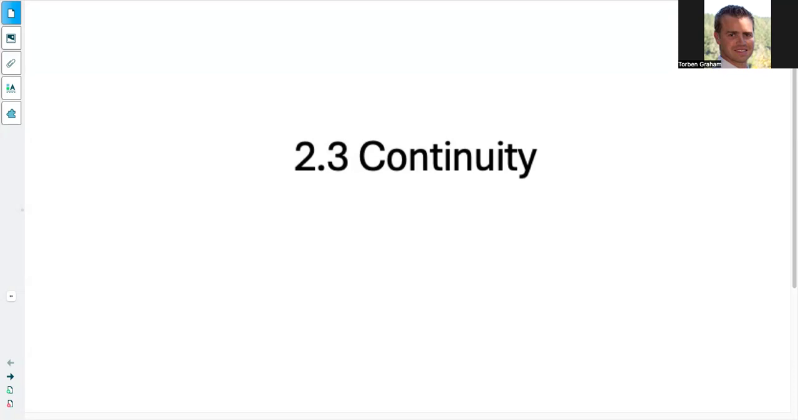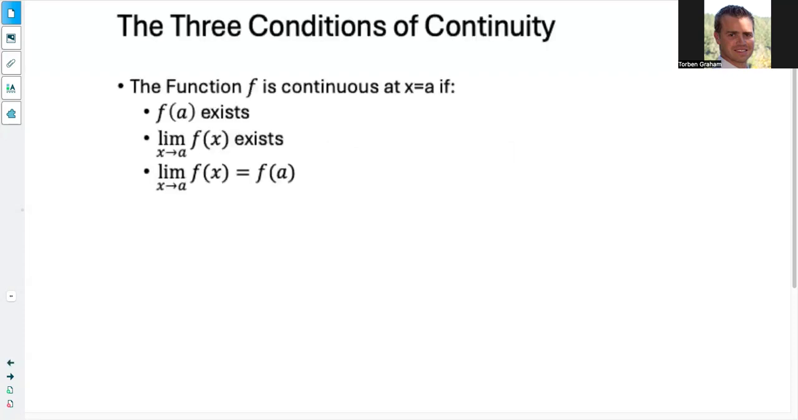Hi, today we are looking at continuity. So there are three conditions of continuity.